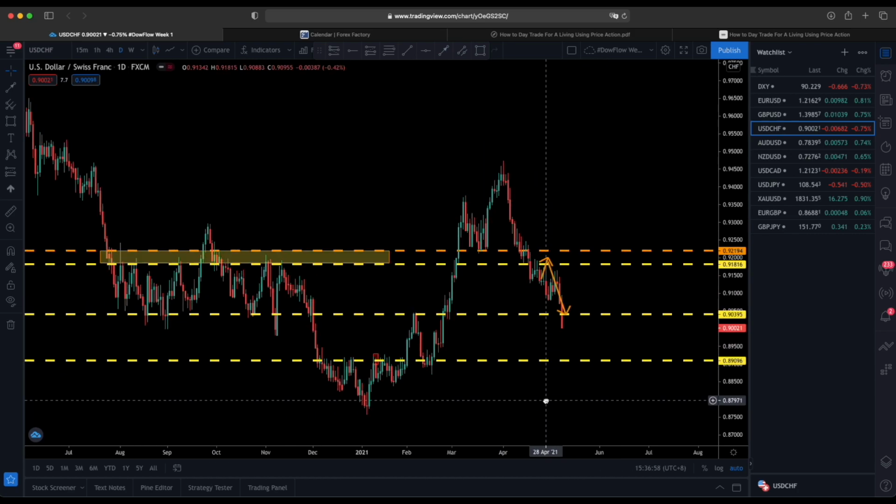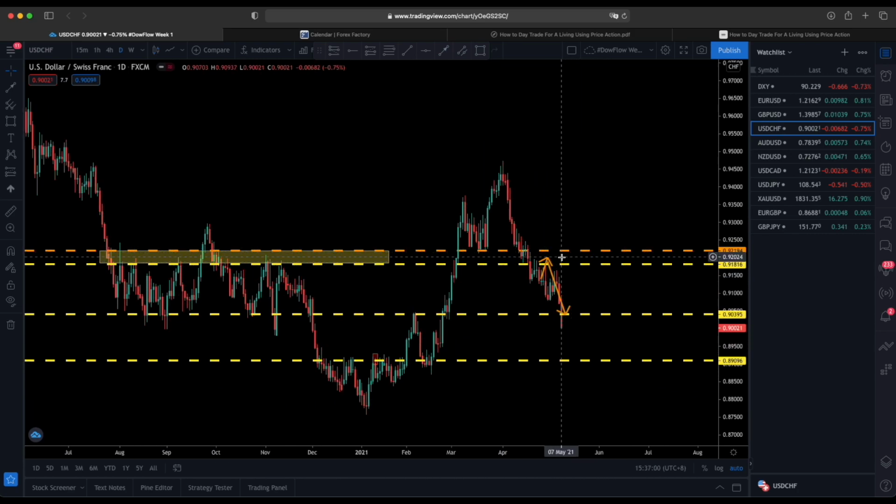That's fine. Remember, we always want to wait patiently at the level. Sometimes it happens, sometimes it doesn't. But please do not chase the trade. We just look at another currency pair, look at another setup. So right here, this was the key level, the other key support that we drew in last week.